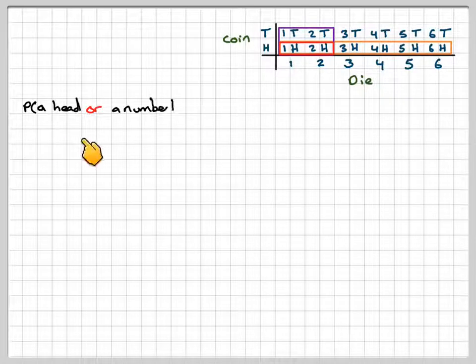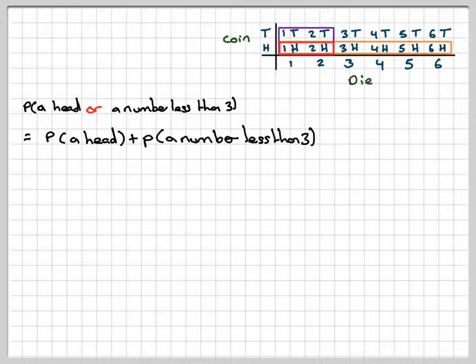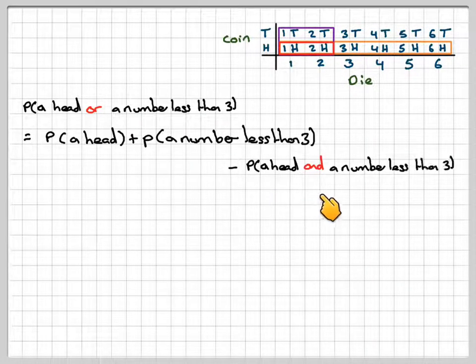Okay, so we want the probability of a head or a number less than 3. So that would be 1, 2, 3, 4, 5, 6, 7, 8 out of 12 would be the answer. But let's have a look at that. We could get that from doing the probability of a head, which is all of those, plus the probability of a number less than 3. But if we do that, these two here are counted twice. So therefore we need to subtract them. And these are the probability of a head and a number less than 3.